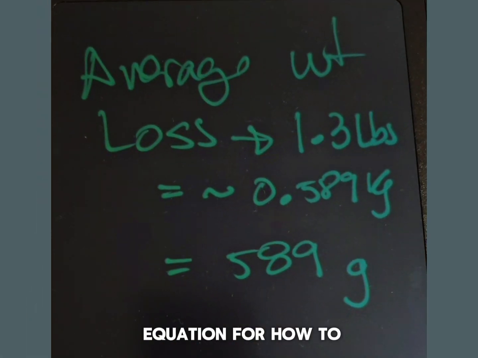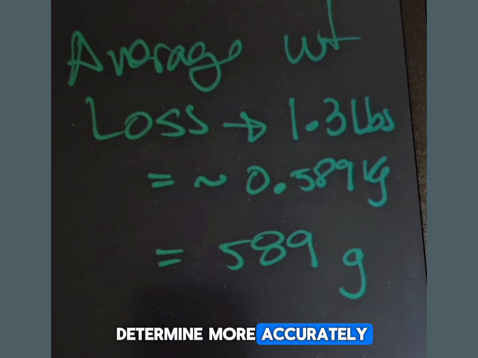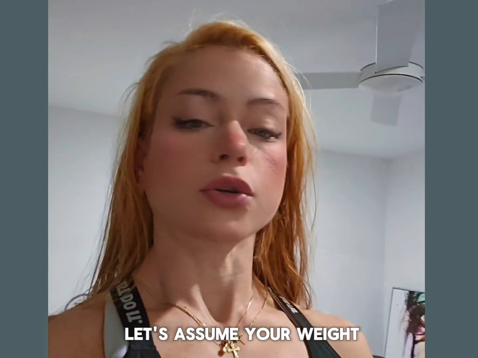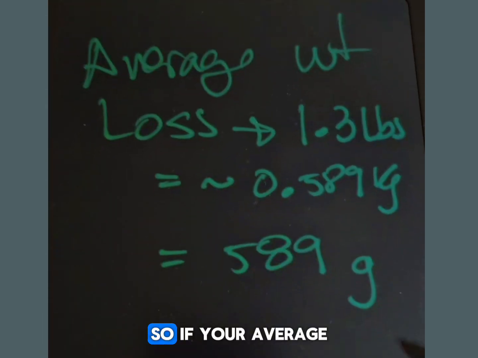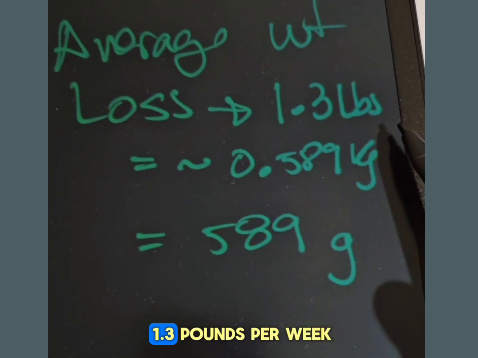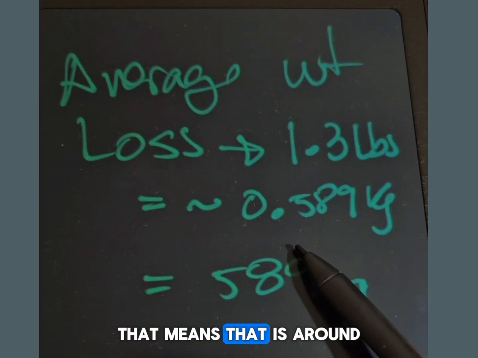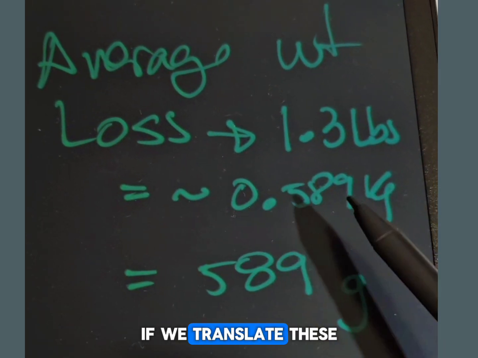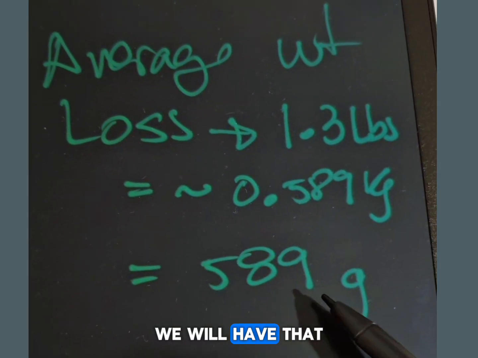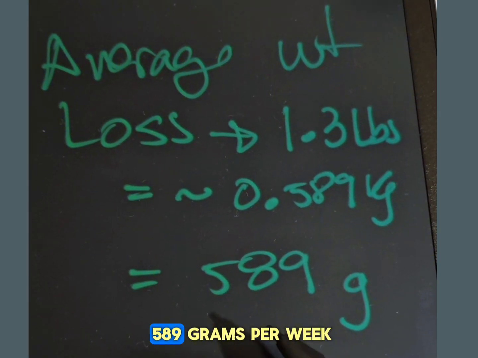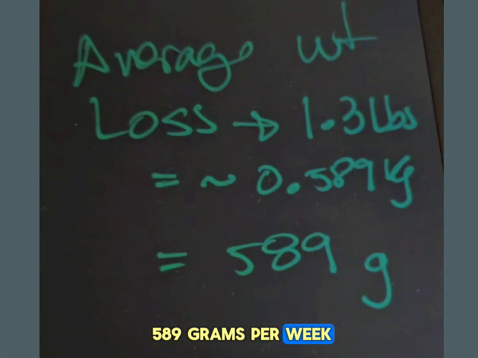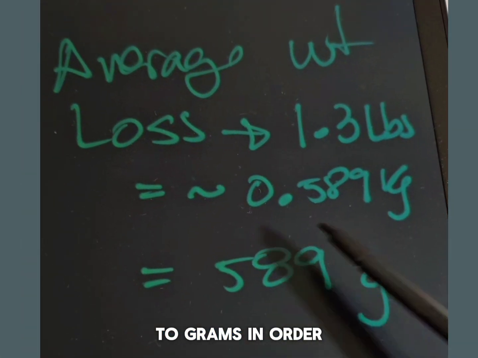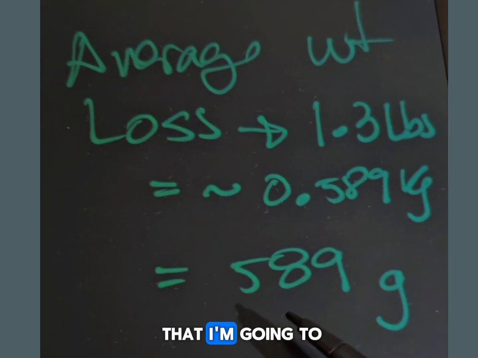So here's an example equation for how to determine more accurately without guessing what your maintenance calories are. To keep things simple, let's assume your weight is 130 pounds. So if your average weight loss is about 1.3 pounds per week, that means that is around 0.58 kilograms per week. If we translate this into grams, we will have that you are losing about 589 grams per week after a week of dieting. So as you can see, I'm converting the pounds to grams in order to apply the equation that I'm going to talk about.